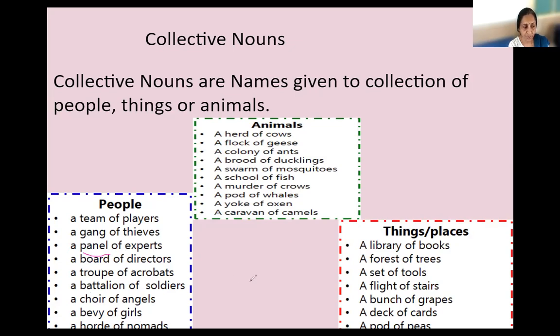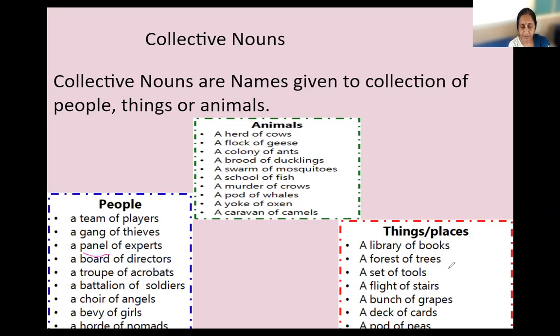So, whenever you use these nouns, you need to use these collective nouns together. A herd of cows, a flock of geese, a colony of ants, a brood of ducklings, a swarm of mosquitoes, a school of fish, a murder of crows, a pod of whales, a yoke of oxen, a caravan of camels. So whenever you need to use a collective noun for these nouns, you have to use these terms. And you need to learn which collective noun to use for which particular noun.